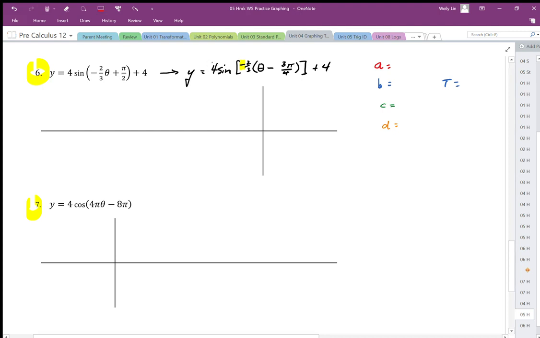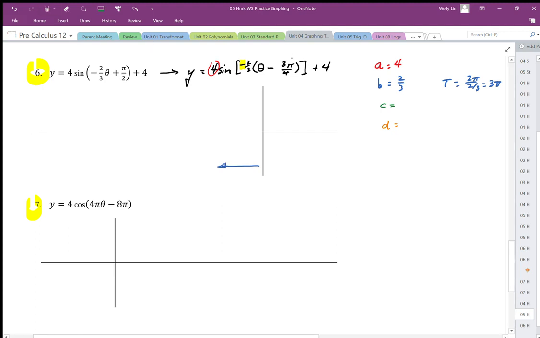So that amplitude is going to be given by that 4. The b value is 2/3. Which makes the period 2 pi over b, which is 2/3. So that makes that 3 pi. So it's a horizontal expansion by 1.5. Okay, it's also been a horizontal flip, so that again means that we're going to graph in this direction instead of left to right.